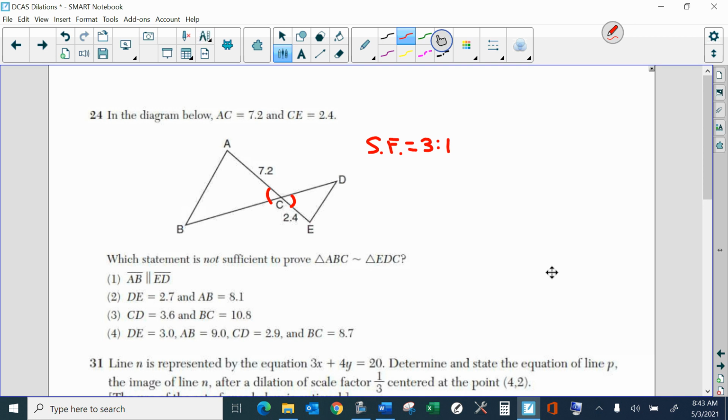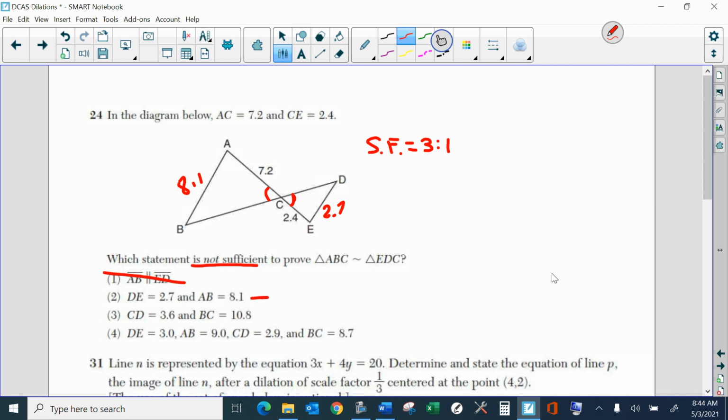Which statement is not sufficient to prove? Okay, if I know AB is parallel to ED, well then I have parallel lines cut by transversal, alternate interior angles are congruent, so therefore I have AA similarity, so that works. Okay, if they tell me DE is 2.7 and AB is 8.1. Well, is that 3 times? It is, but notice that's not an SAS or SSS similarity. So that one would not be sufficient.